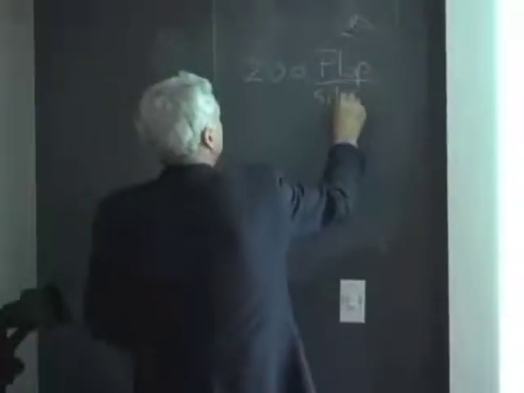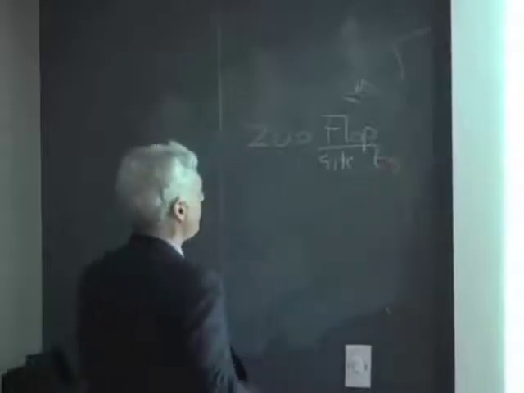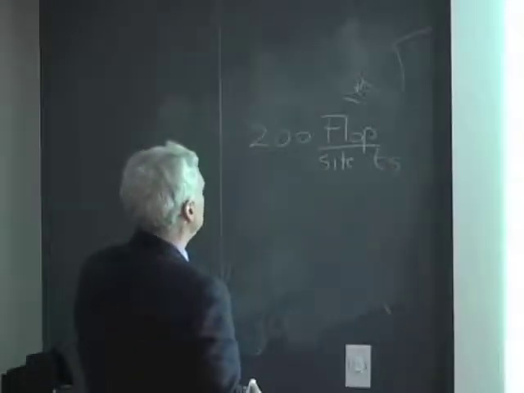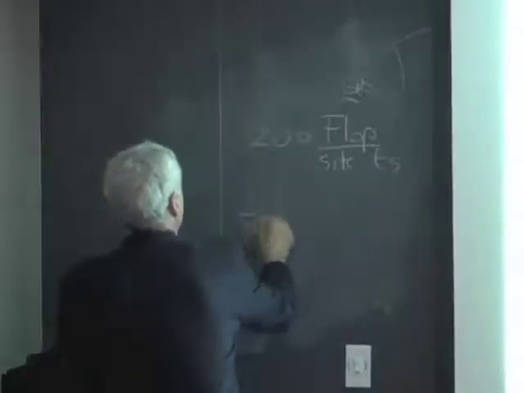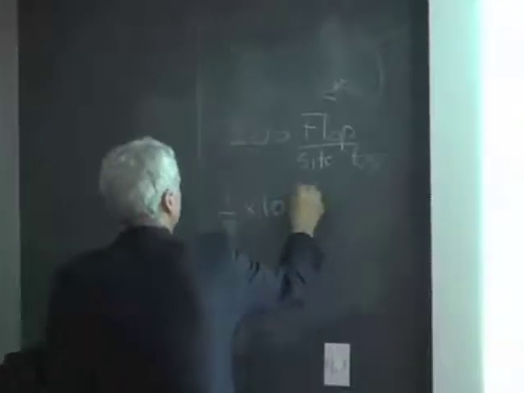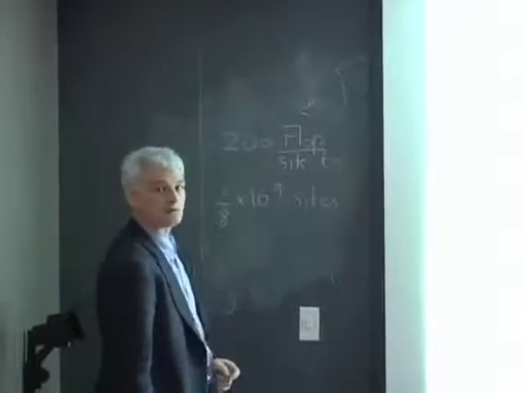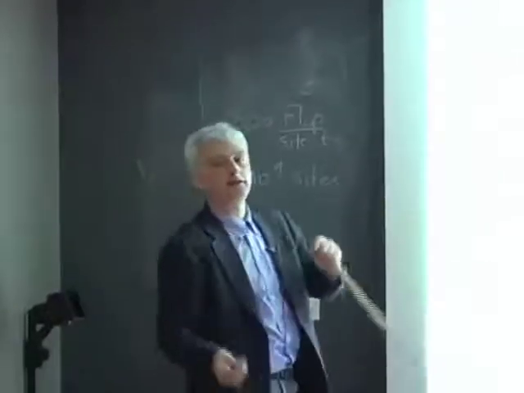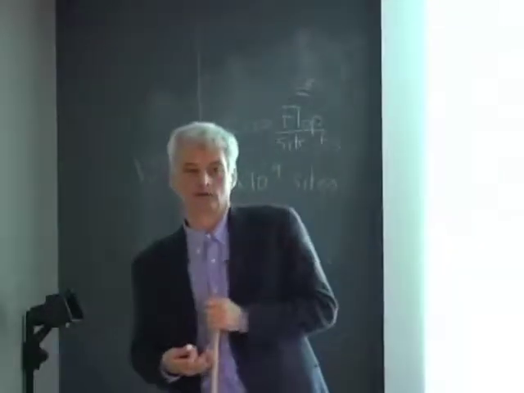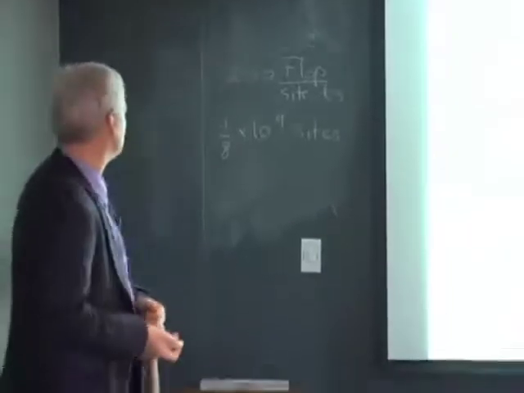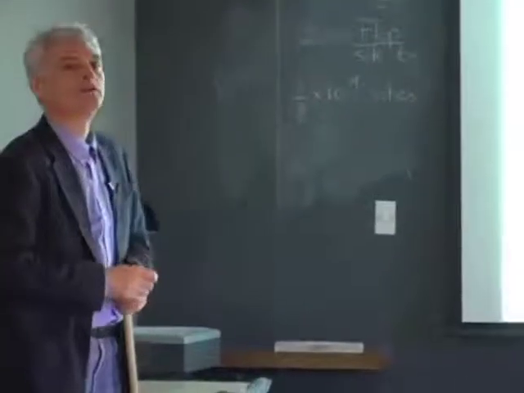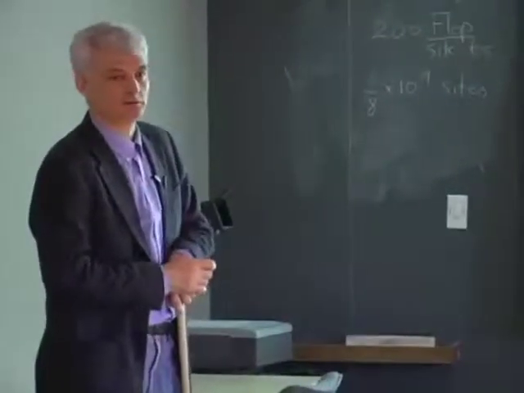So we have 200 floating point operations per site per time step. Okay? Fine. And then we have 10 to the 9 sites. But this is 10 teraflops, the aggregate. When you say that you are having 200 floating point operations, this is only lattice Boltzmann. This is only lattice Boltzmann. Yes.